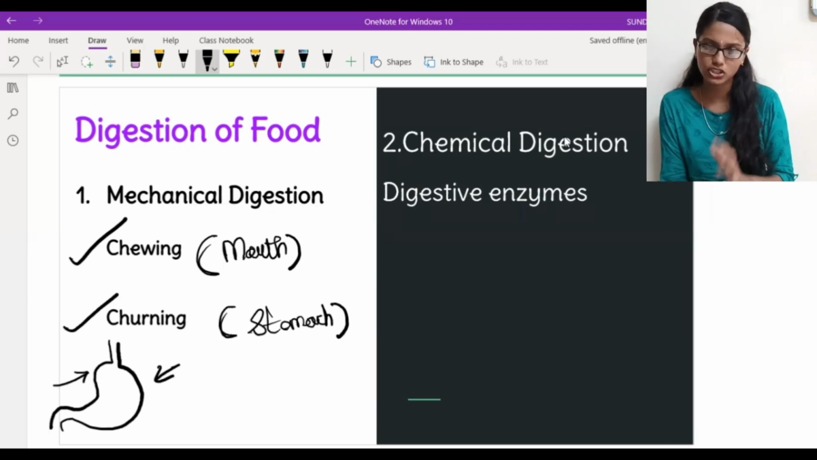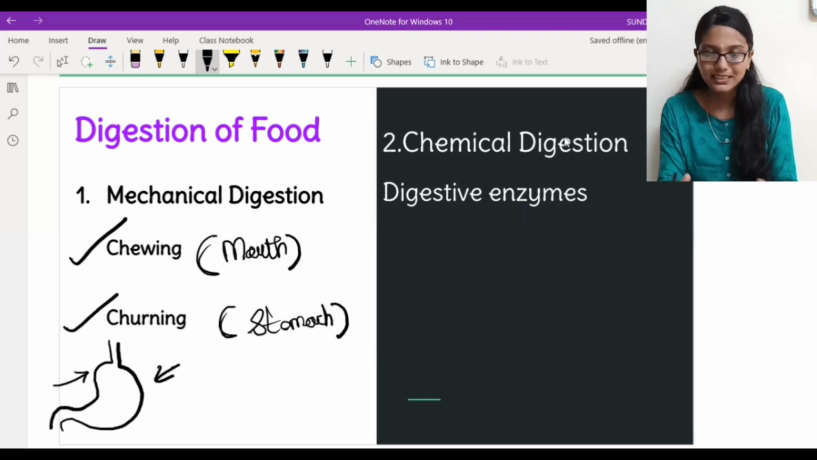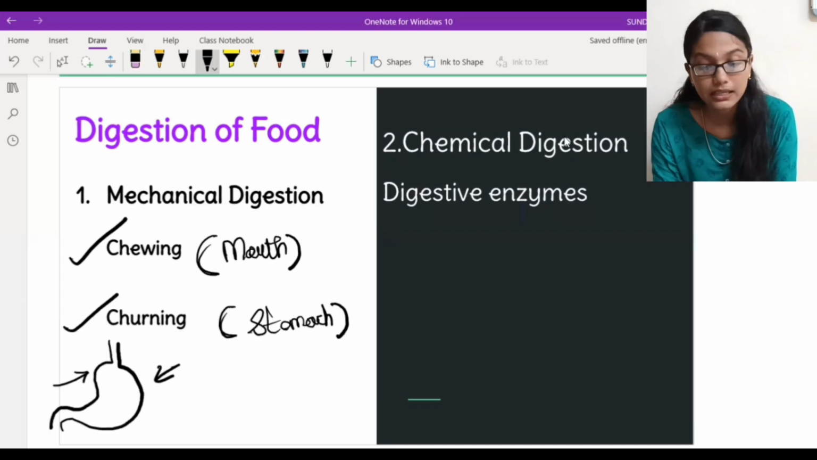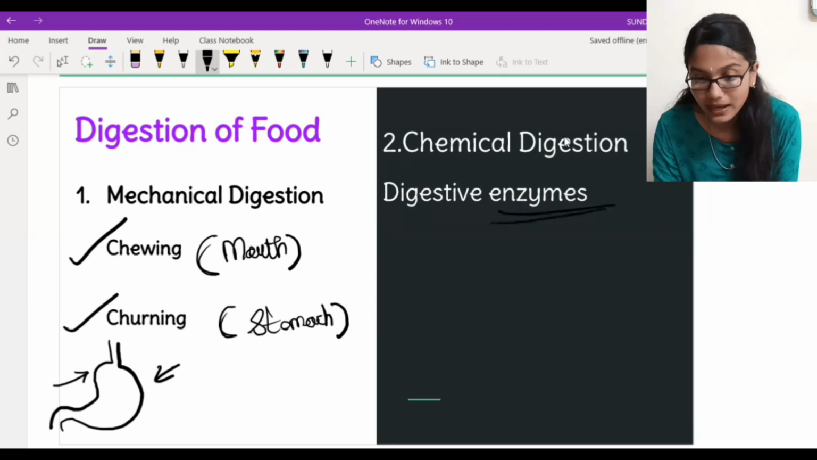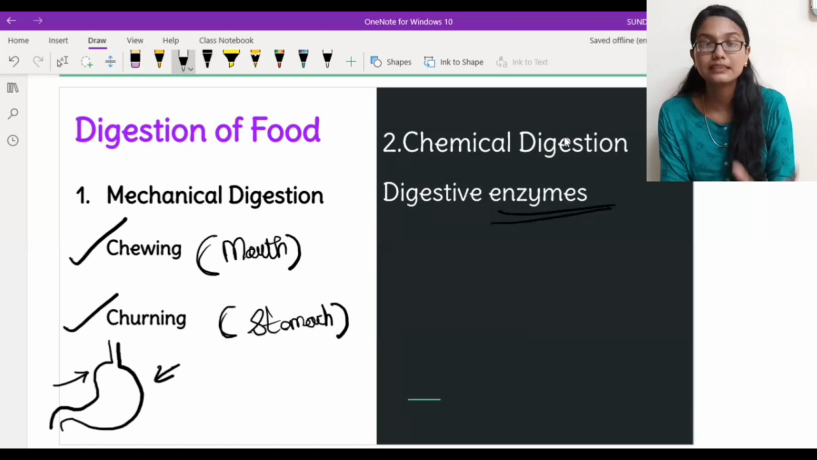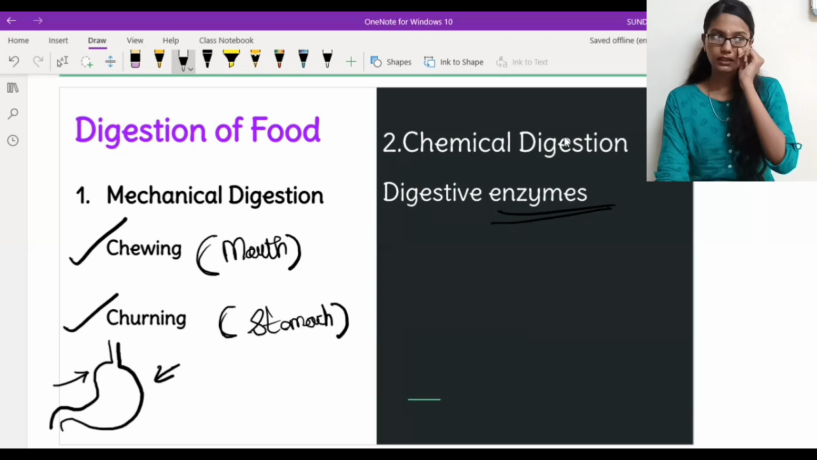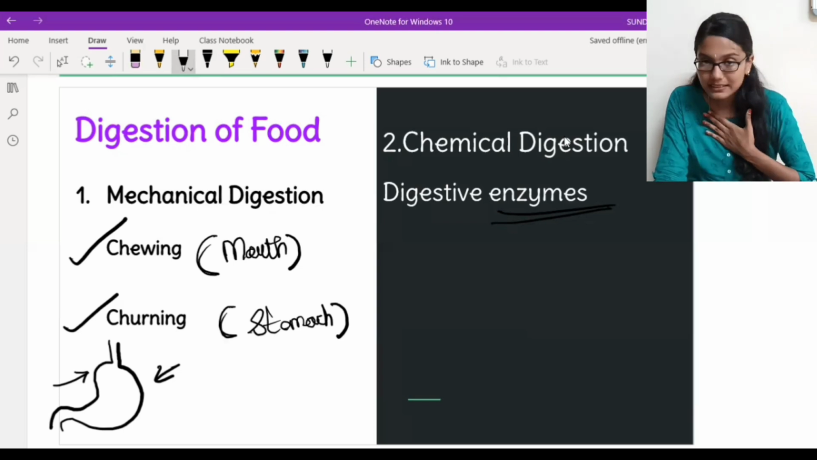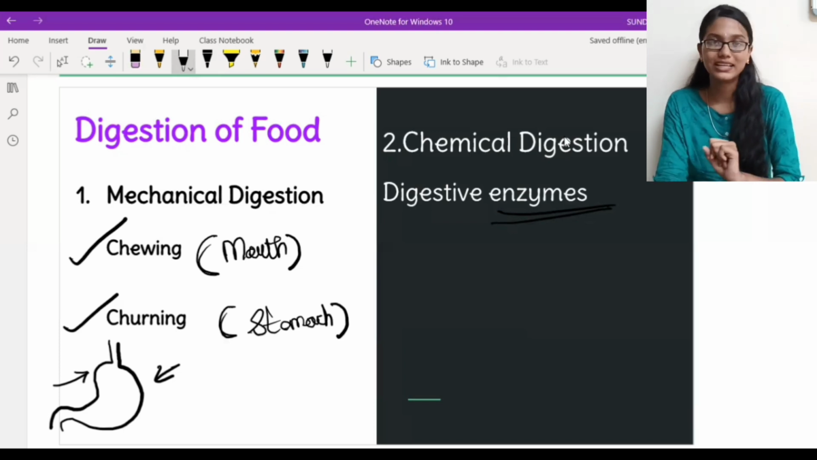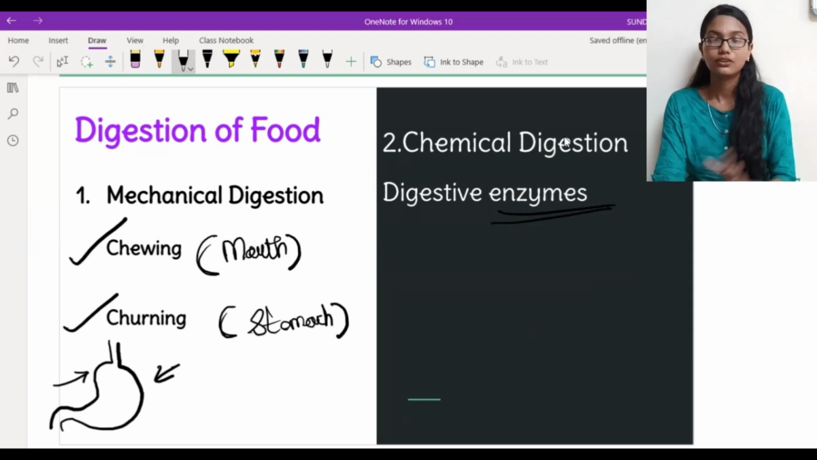Next, coming to chemical digestion. What do you mean by chemical digestion? Here, chemicals are involved. Whenever we discuss chemical digestion, digestive enzymes are involved. Enzymes are catalysts. These protein-made catalysts present in our body enhance the rate of reaction, and they are called enzymes. For different reactions in our body, there isn't only one kind of enzyme; there are different kinds of enzymes. Even in the digestion process, different enzymes are involved for different reactions.